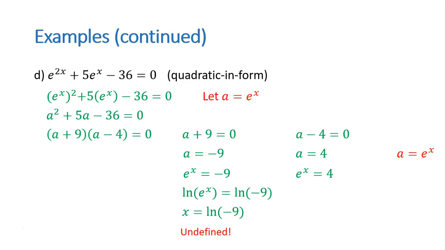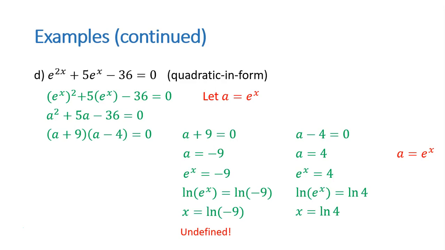But let's go check out the other one. Let's see what happens here. So same problem, we can't write 4 in terms of e, so we're just going to use the natural log on both sides. So natural log of e to the x is equal to natural log of 4. My natural log and my e cancel each other out, and I'm just left with x. So x is equal to the natural log of 4. Natural log of 4 is completely defined. We can take a logarithm of a positive number all day long, and it's completely defined.